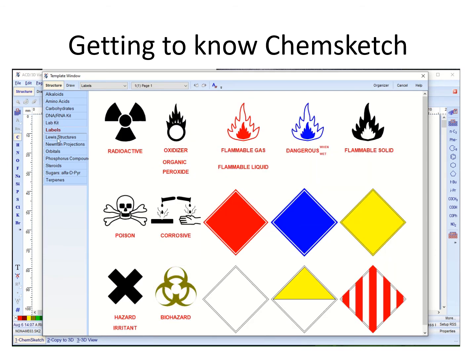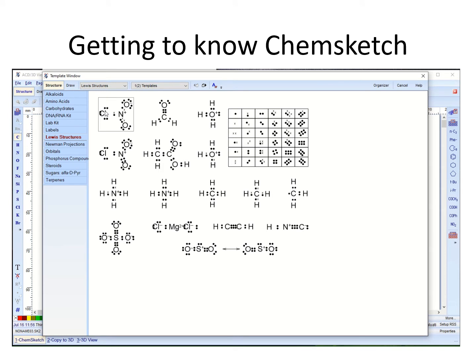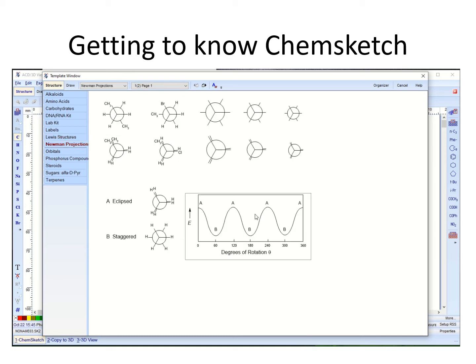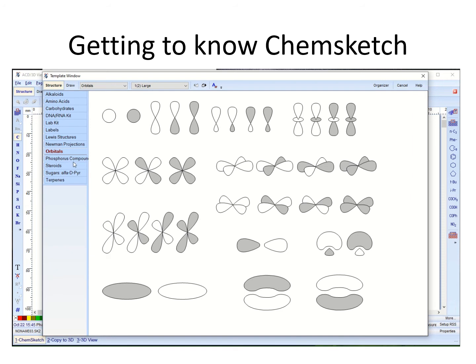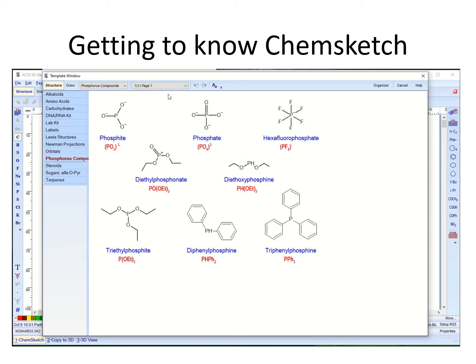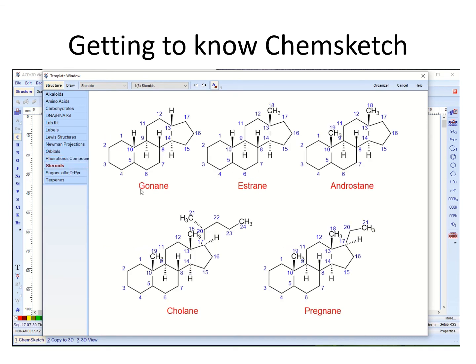Labels, Lewis structures. So if you have problems putting the dots in your structure, you can try using these Lewis structure templates. If you just want one radical, one dot or two dots or four dots, for example, four dots stands for double bond, right? You can also rotate, or you can just use the template and then change the atom later. And Newman, orbitals, phosphoric compounds, and from here you actually can modify. I will show you later.